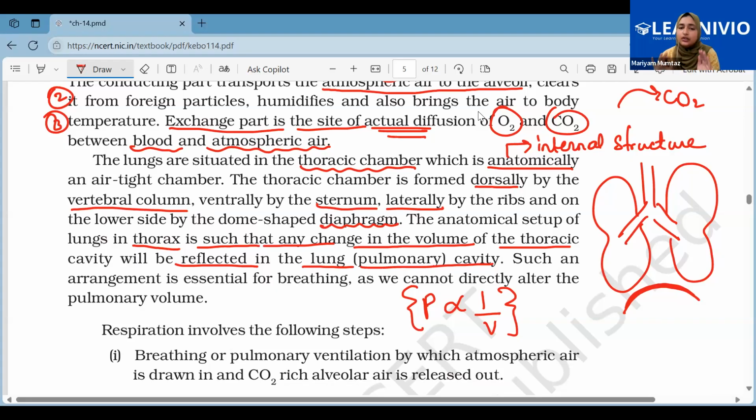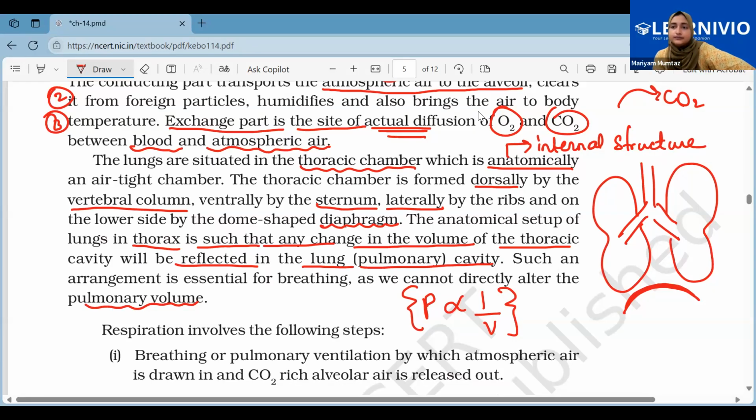Same. So now, such an arrangement is essential for breathing as we cannot directly alter the pulmonary volume. Like the volume of air that is there in our lungs, we cannot do anything to change it. So our anatomy, meaning our body structure, is made in such a way that it does it for us. Clear? Any doubts up until now? Always remember the thoracic cavity and the pulmonary cavity, they go hand in hand. Whatever will happen to the thoracic cavity, the pulmonary cavity is also going to take that.